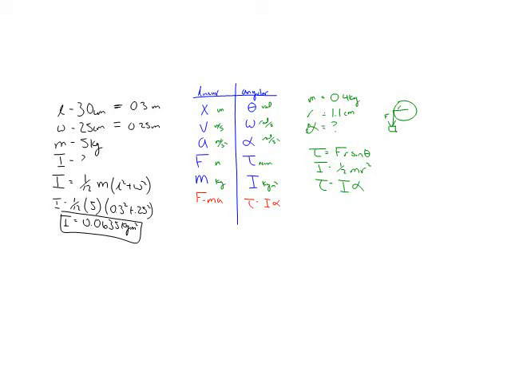F equals m a. Close. F equals m a, but the weight is mg. We need to be specific: mg. All right. These four equations will get you to the answer.